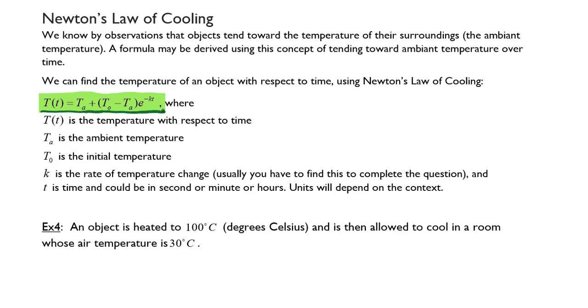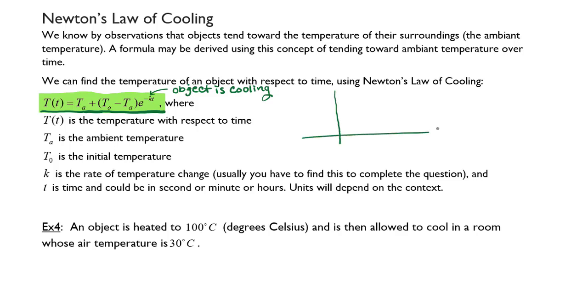It is capital T of lowercase t, so T of t, equals T sub A plus the quantity T naught minus T sub A multiplied to E raised to the negative KT. The reason this is a negative K is because most of the time the object we are looking at is cooling. And if something is cooling, its temperature is decreasing.